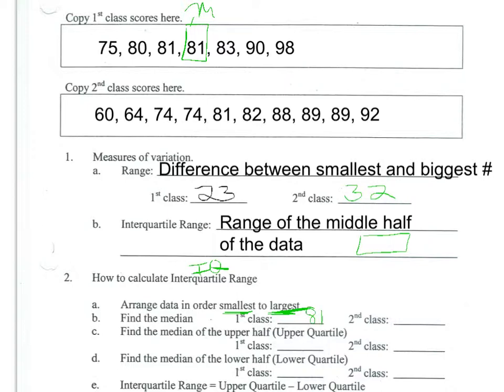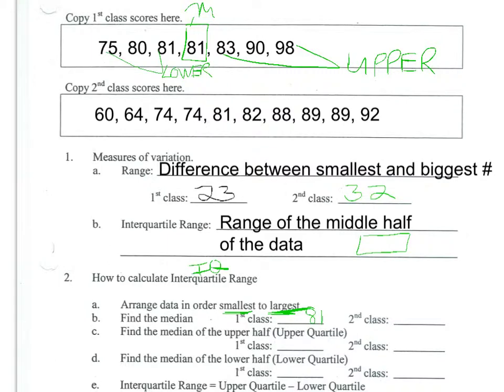Now when I do this, the median basically splits the data into two halves. I'm going to say this 75, 80, and 81 is my lower half, meaning the lowest numbers in the list. And 83, 90, and 98 is the upper half.